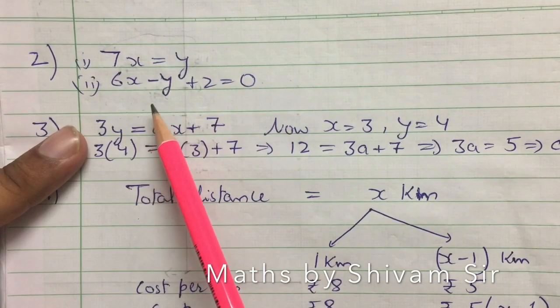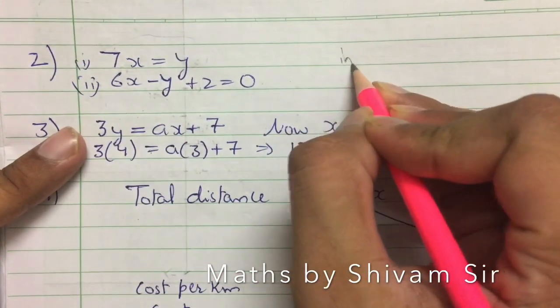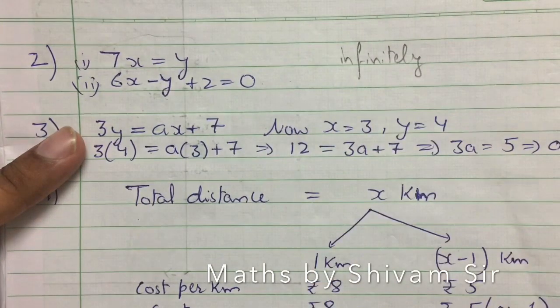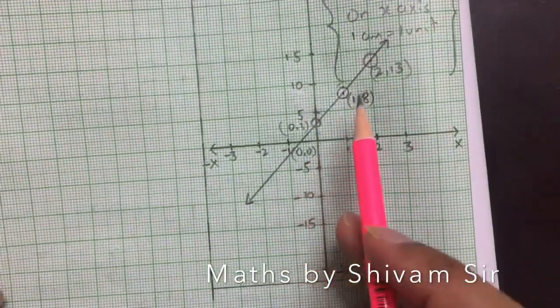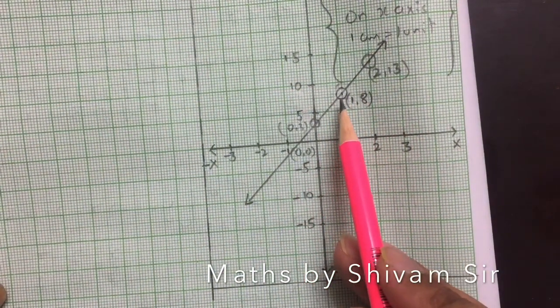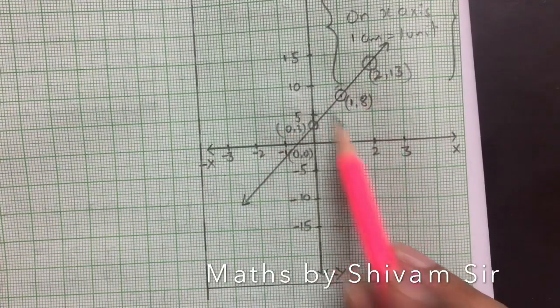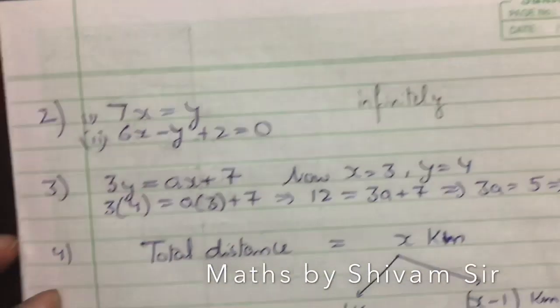That means it satisfies. So how many such equations are there? There are infinitely many such equations which can satisfy this point. As you can see from the graph, from this point itself, take any point on the graph. So from this point itself, infinitely many lines can pass through it.